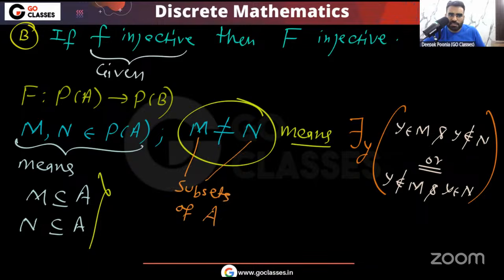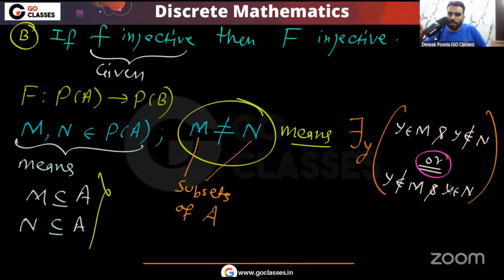So I can say they are basically sets. If M, N are different, it means that there is at least one element which belongs to M but not N, or which belongs to N but not M. Yes or no? Either this will happen or this will happen. There is at least one such element which belongs to one of them but not the other. Correct? So you can take this case or you can take this case. Both are basically fine.